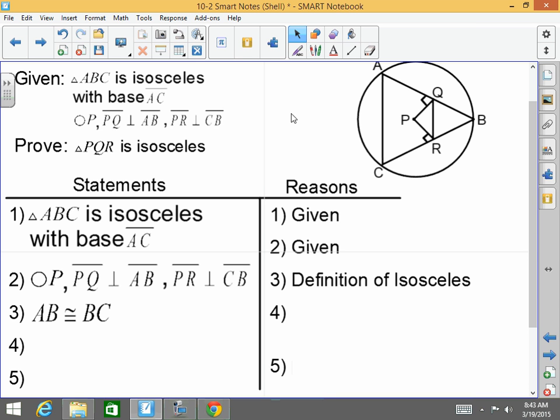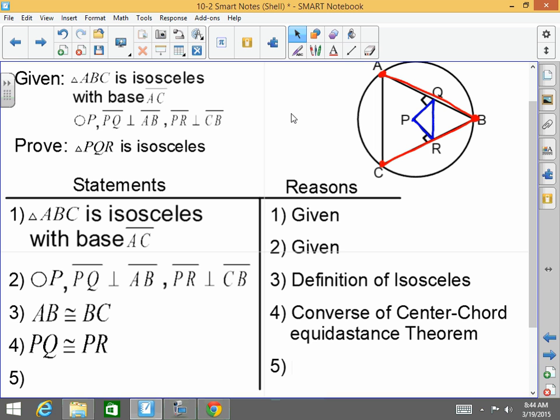Okay, that's awesome. So we know that AB is congruent to CB. I'm trying to prove that triangle PQR, I'll highlight it in blue, triangle PQR is isosceles as well. Okay? So if AB is congruent to BC, what do we know immediately about PQ and PR? They have to be congruent because of the converse of the center-chord equidistant theorem.